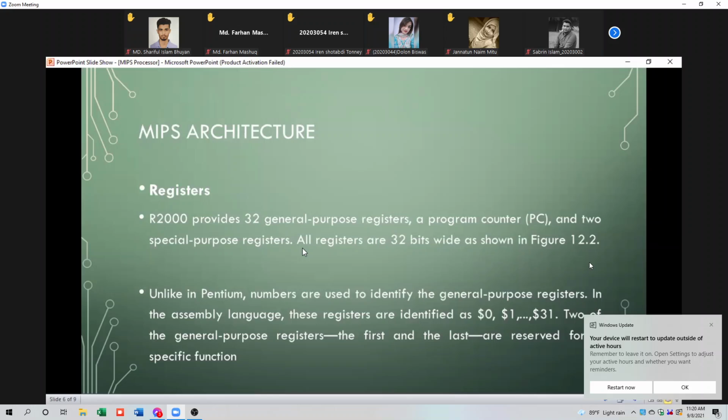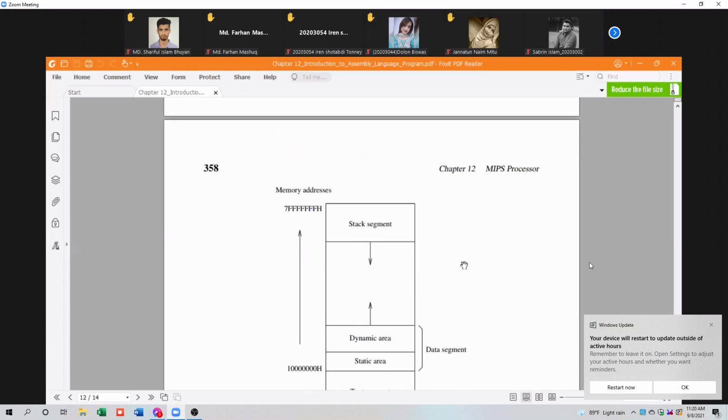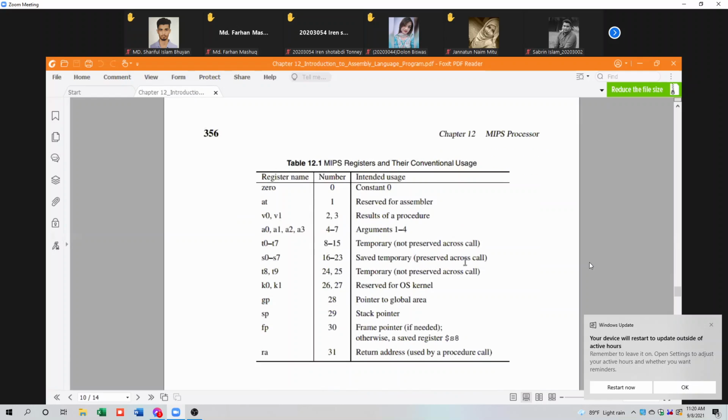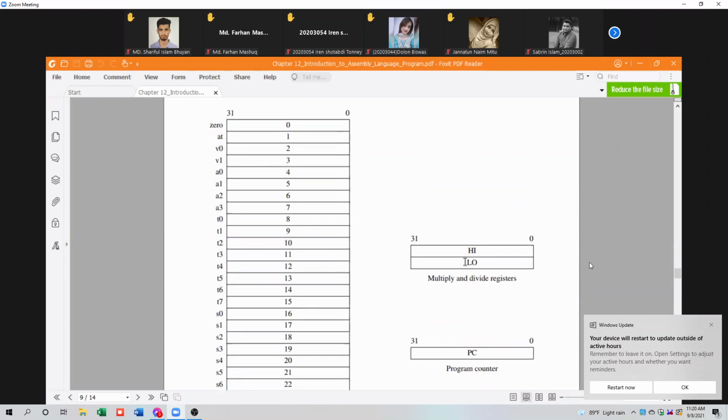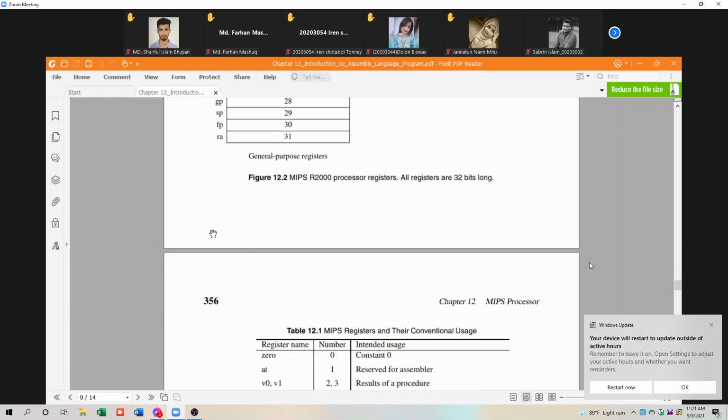So these 32 general purpose registers have some specific functionality. Look at this figure. These are the registers. Okay, 0, 1, 2, 3, 4, 5. These are the addresses of the registers. And this 0, AT, V0, V1, A0, A1, these are the names of the registers. So the MIPS processor has 32 general purpose registers and their addresses are 0, 1, 2, 3, 4, 5 to 31 and the names of these registers are 0, AT, V0, V1. Okay, so there are a total of 32 general purpose registers.